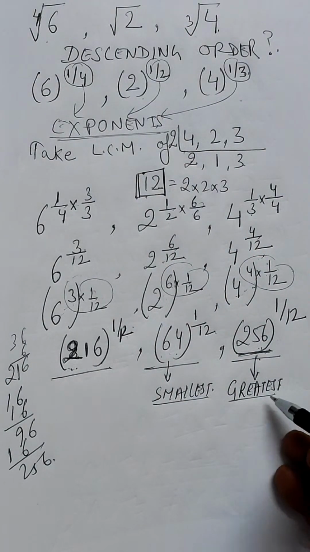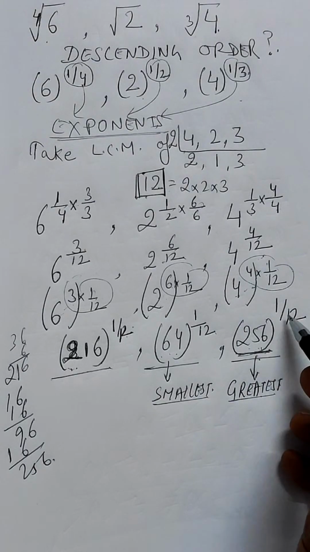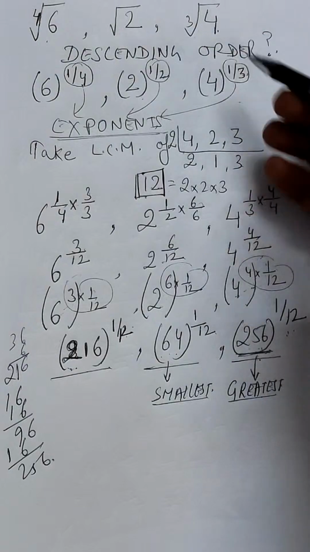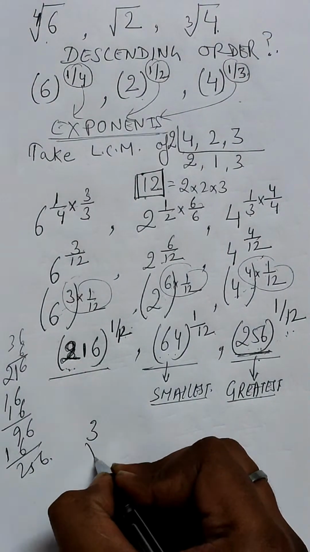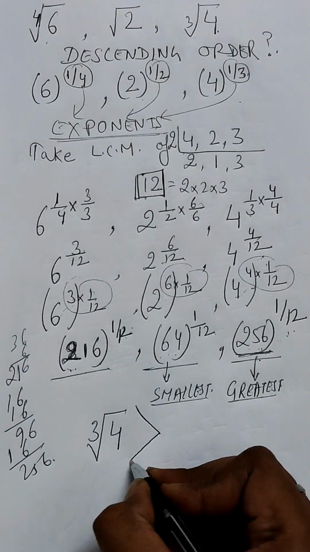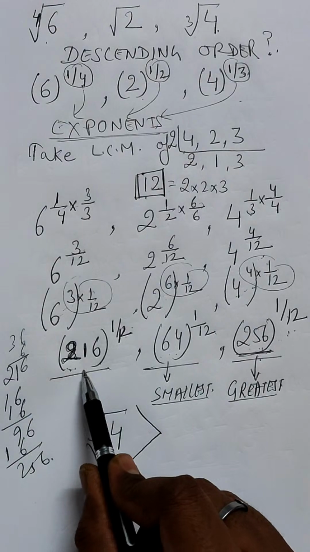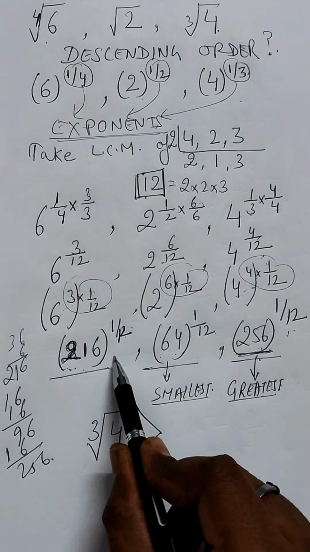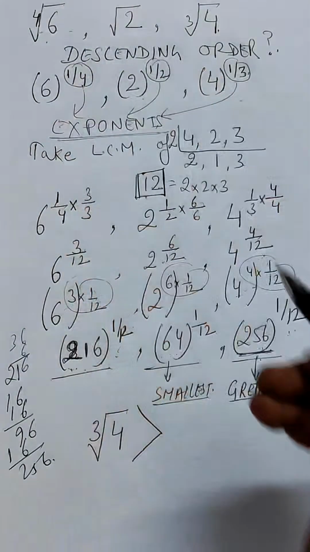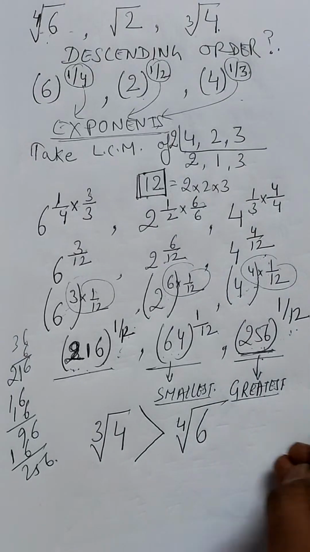Yes, why not? The greatest will come on top, that is 256 power 1 by 12. That means this one is cubic root of 4. So cubic root of 4 will be the greatest number, and this is greater than which one? The second number, this one, right? 216 power 1 by 12. So what's this? This is 4th root of 6, right?